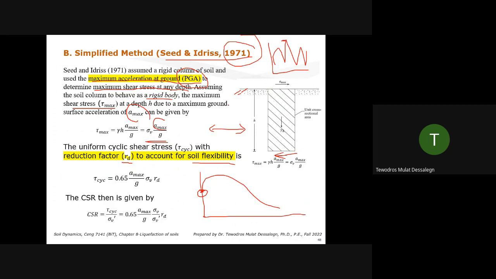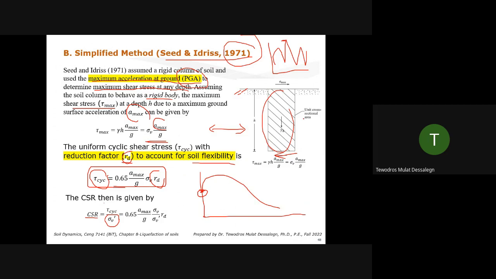Now, initially they assumed this to be rigid, right? But the rigid assumption is a little bit tough. Soil can be a little bit flexible, right? We cannot consider a rock and soil to be equally rigid. So for soil flexibility, they introduce some other factor, rd. And they further reduce that cyclic shear stress by rd. The CSR then is given by this, the cyclic stress caused by the seismic. Then if we normalize it by the effective stress, it's going to be CSR, cyclic stress ratio.